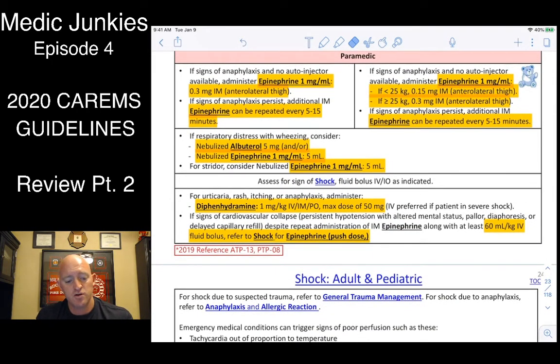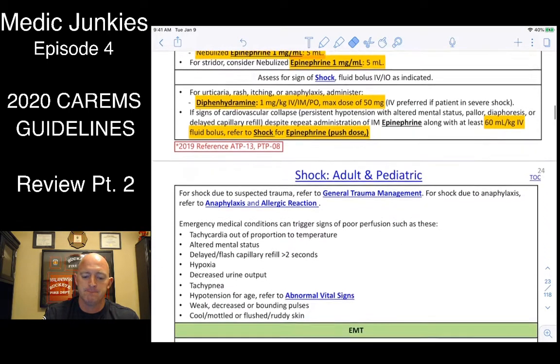Of course, we want to get Benadryl on board, 1 milligram per kilogram, IV, IM, or orally, up to a max of 50 milligrams. And lots of fluids, okay? 60 cc's per kilo IV. That's a lot of fluid. But remember, with anaphylaxis, their biggest problem is going to be a lot of vasodilation, okay? So definitely in shock, fill the tanks. And then if their pressures are not responding to the treatments we've given up to this point, then you're going to refer back to shock, and that's where our push dose epi is going to come into play.